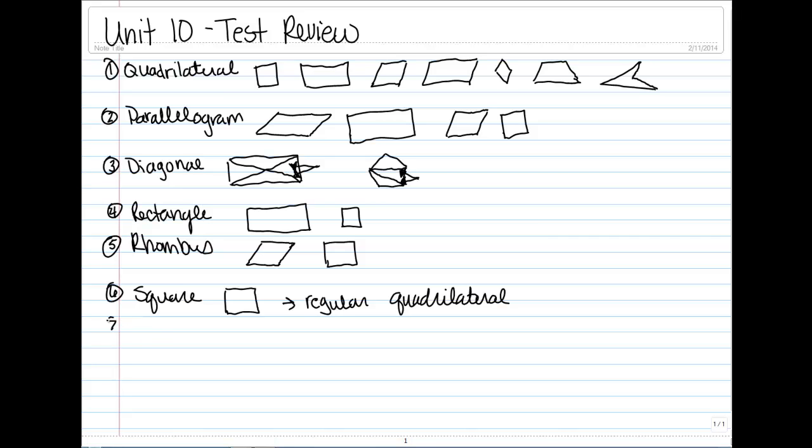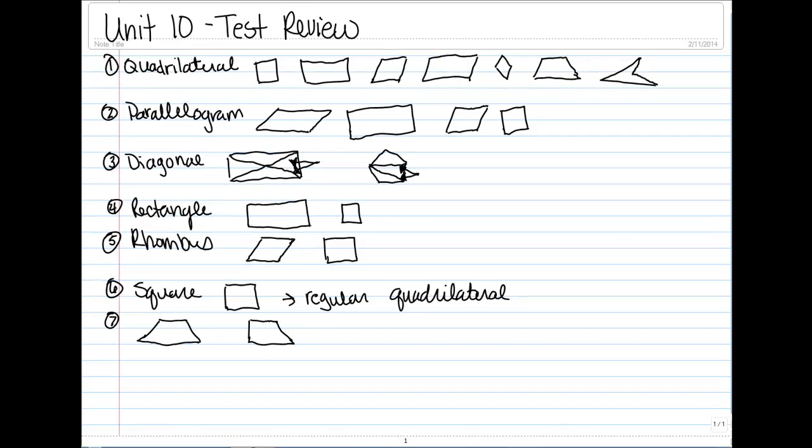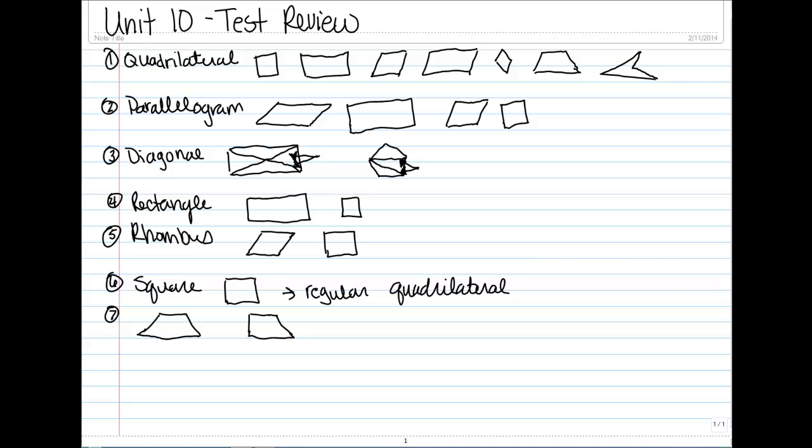And then 7 is a trapezoid. So there's that type of trapezoid. You also see trapezoids that look like this. The next one is number 14, which looks like this.